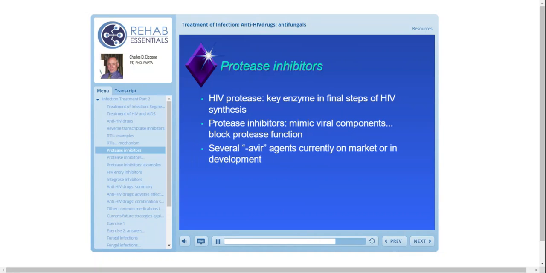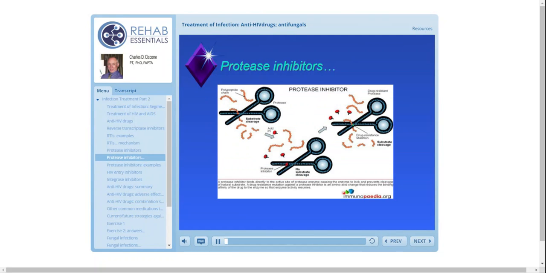And these often end with that common AVIR suffix. There are several currently on the market. We'll take a look at them in a second, and many are still in development. But this is showing how these drugs work.